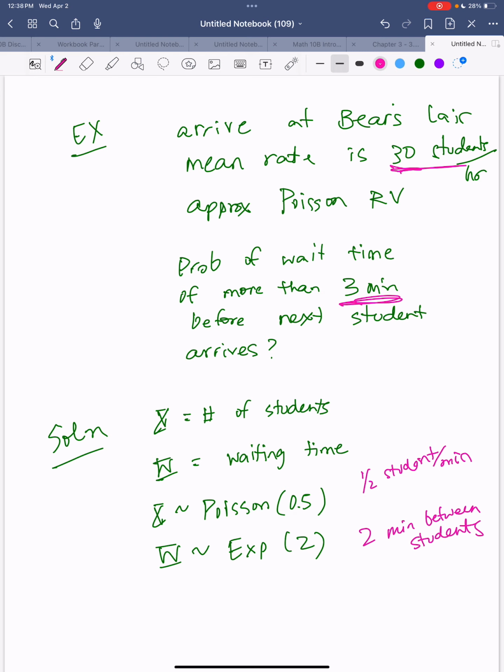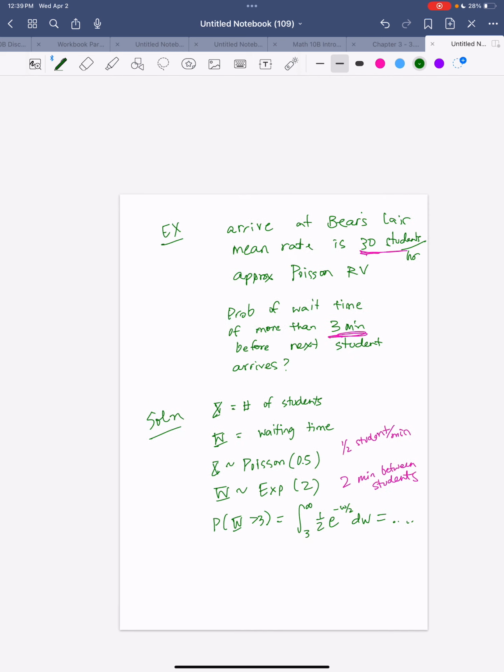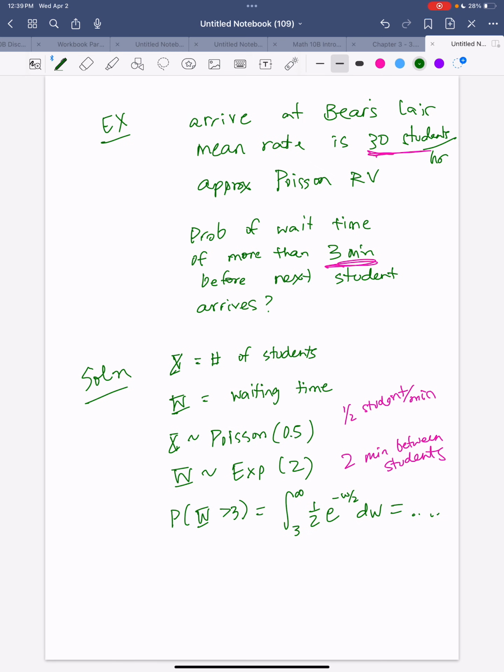And now, the probability that W is bigger than 3 is going to be the integral from 3 to infinity. Now we need our PDF for W, and that's going to be 1/2 e to the minus w over 2 dw. And you compute that. So that would give you the probability that the wait time would be more than 3 minutes for the next student. Okay. And so that wraps up our discussion of the exponential random variable. Let me know if you have questions.